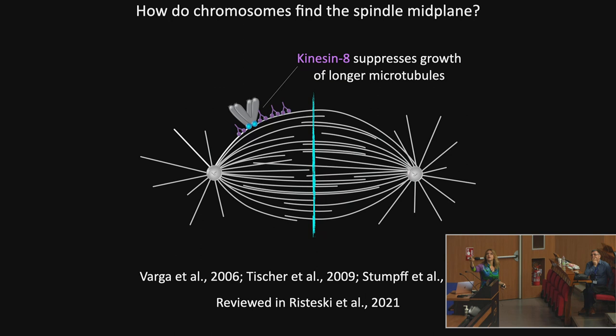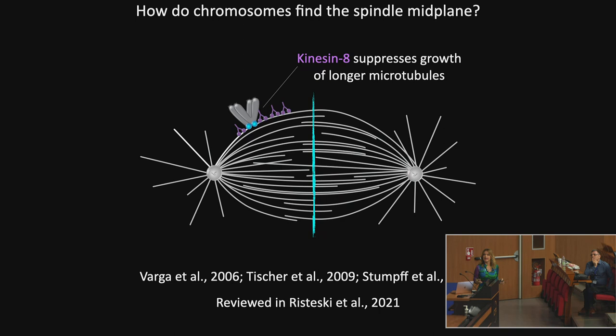And now we know that kinesin-8 suppresses microtubule growth. In certain systems, it increases microtubule depolymerization, or it can induce microtubule pausing, or it can induce catastrophe. But overall, we can say that kinesin-8 suppresses microtubule growth. And then the growth of the long microtubule will be suppressed more than the growth of the short one. And this will overall then lead to the growth of this one and shrinkage of this one, and the chromosome will move to the center. So this is one mechanism of how the cell is able to center the chromosome.